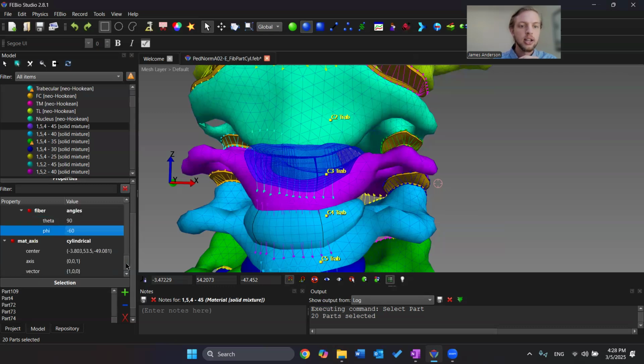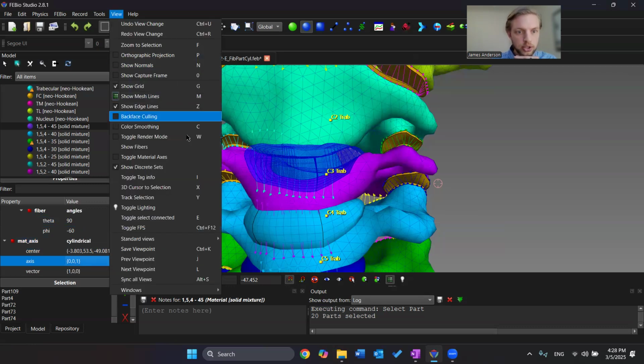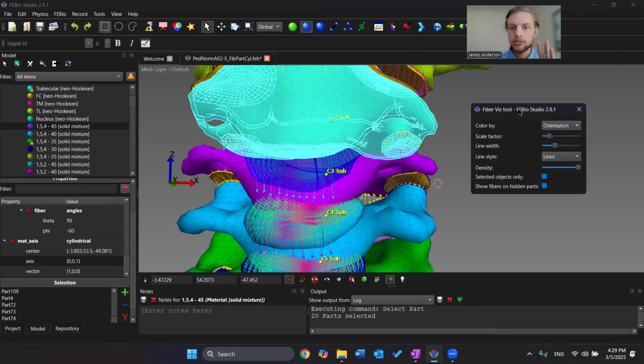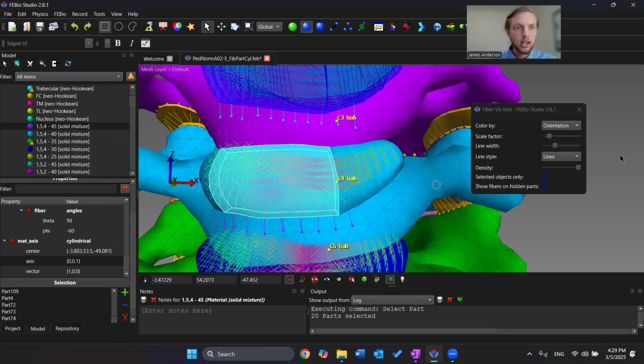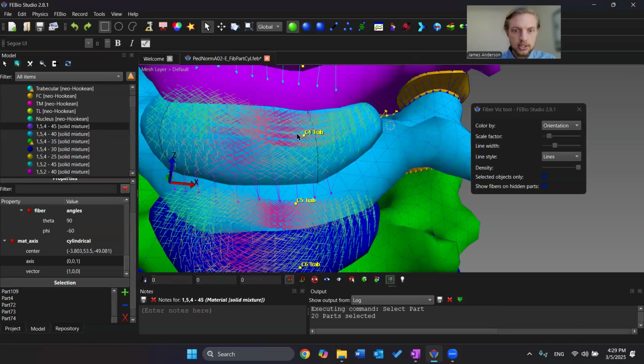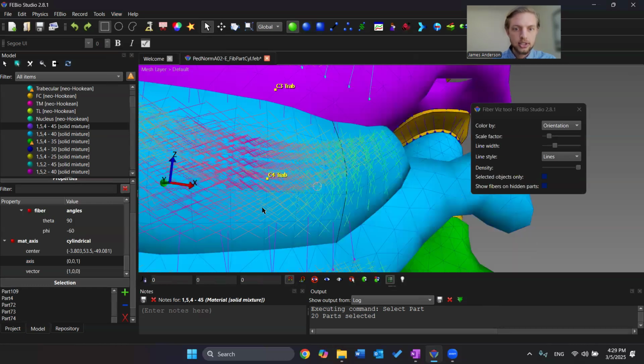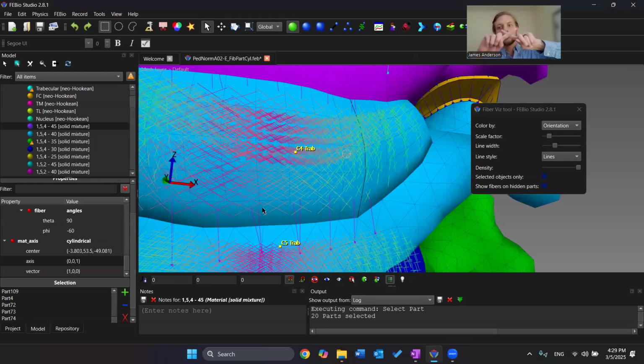So theta, phi, that gets into that angle. And then this cylindrical definition says that they change with respect to a specific axis. And so this center defines the center of that axis, and this axis vector defines which direction it points. If I come up here to view and turn on, where is it? Show fibers right here. If I show fibers, then this fiber viz tool pops up. And we can see that there are these little green and red lines that show up that represent the fiber families. And we can see that they typically produce this kind of X. And so that represents the one fiber family coming this way and the second fiber family coming this way.